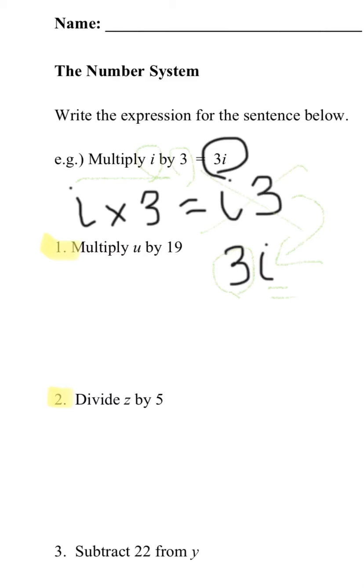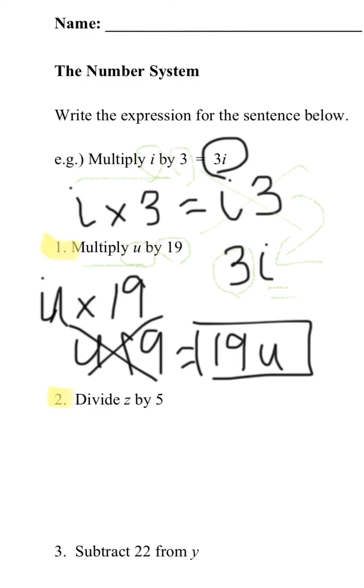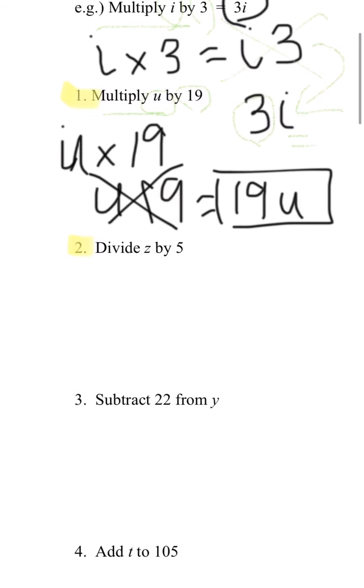Let's do number 1 together. So it says multiply U by 19. Okay, so, U by 19. Is it U19? No, right? Because we know that number has to come before the variable, so then it would be 19U. Okay, let's look at number 2 together.